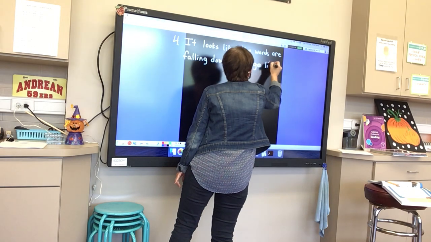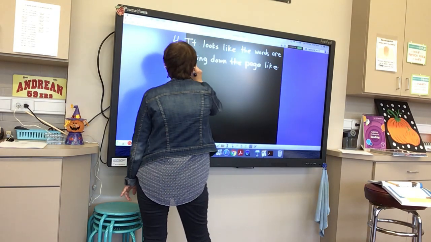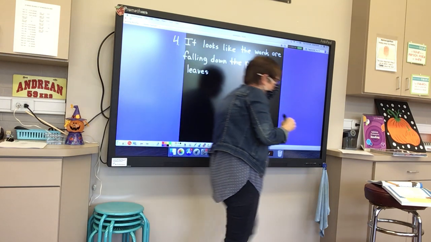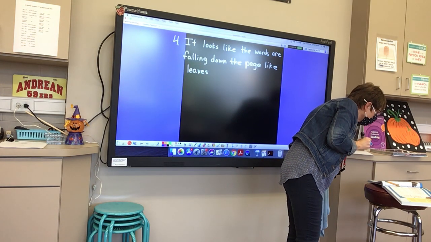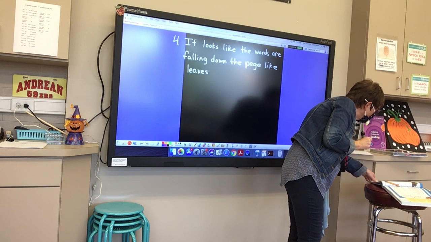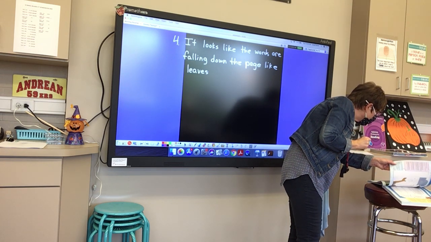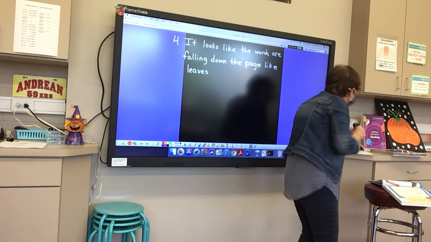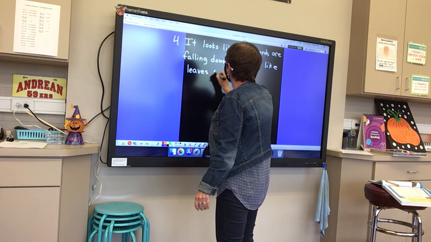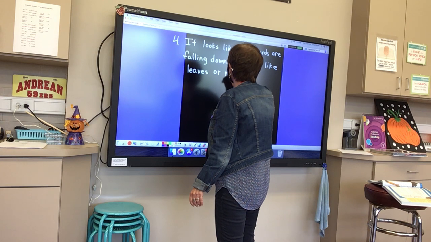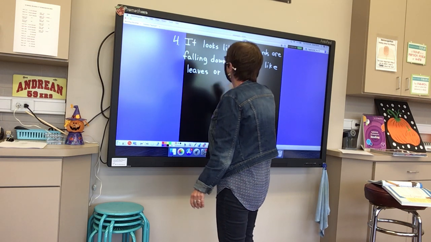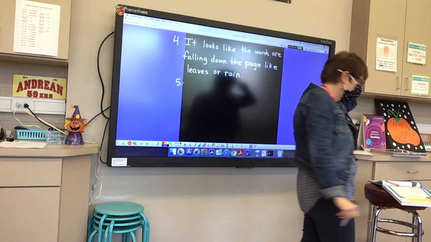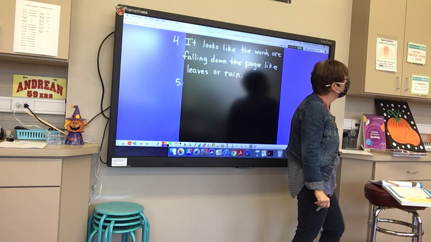Like leaves, or I think it is rain. Isn't it like rain? I mean, they're showing leaves, but we'll say like leaves or rain. How about that? Because they talk about rain in the poem, but in the illustration they're showing leaves, which I think is why we're thinking leaves. So we'll say leaves or rain.